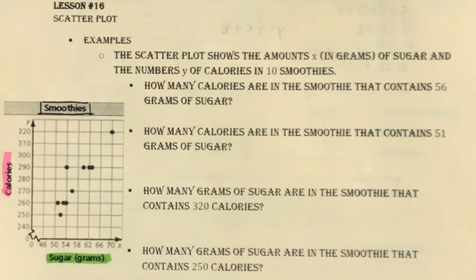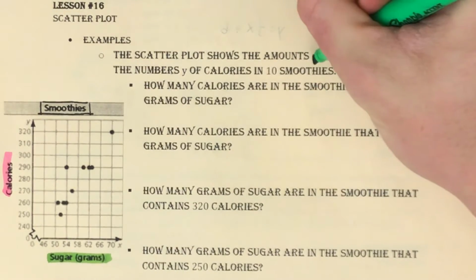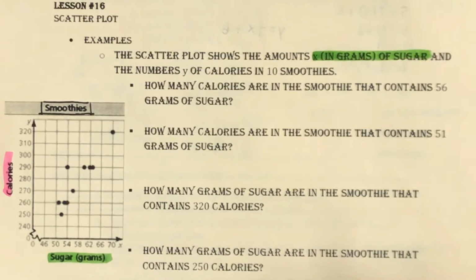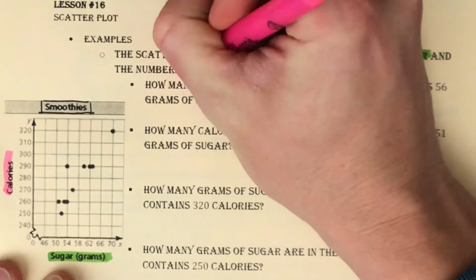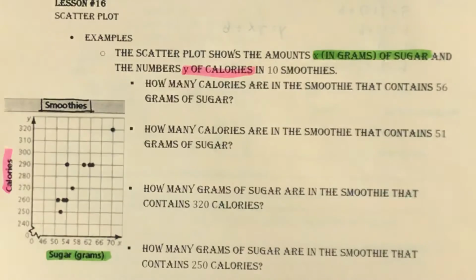So let's take a look at this example. In this example, it says the scatter plot shows the amount x, in grams, of sugar. So again, that's back to that label I was just talking about. The x-axis is your grams of sugar. And then the numbers y of calories. So that's the y-axis, and it stands for the number of calories. And then it tells us that there are 10 smoothies. So there should be 10 dots on here, and if we went through and counted them, we'd see that there's 10. A couple of them are kind of close together, but they are separate dots.